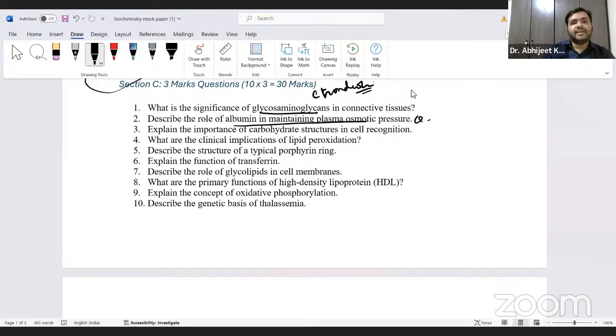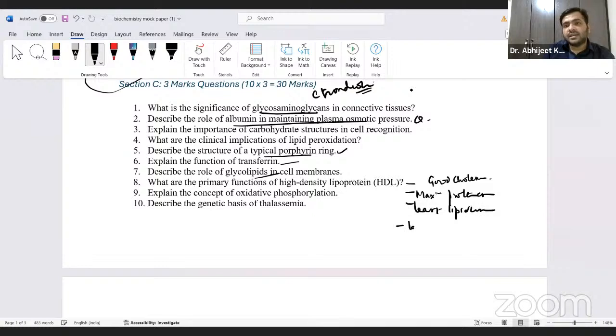Now, guys, we have already discussed all these questions: the typical porphyrin ring, transferrin, glycolipids, and the high density lipids. If we talk about the high density lipids, you should know it is called the good cholesterol. It has the maximum protein content, the least lipid content, the least size, and the maximum apoprotein content.